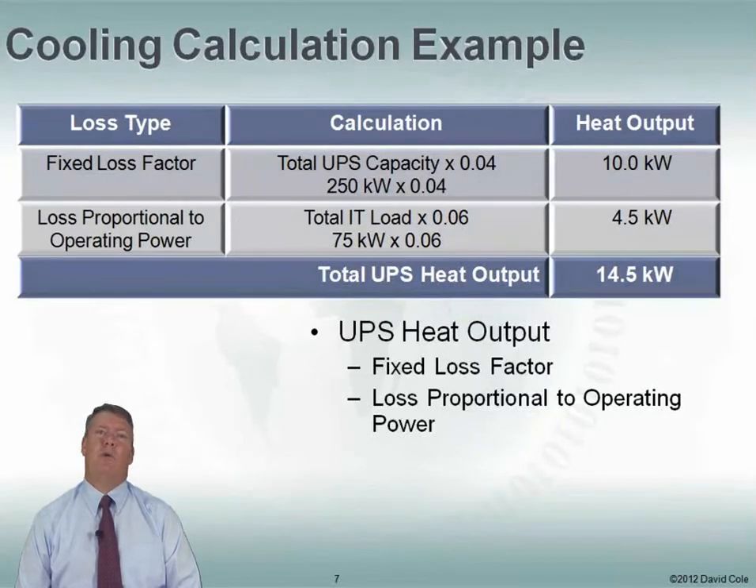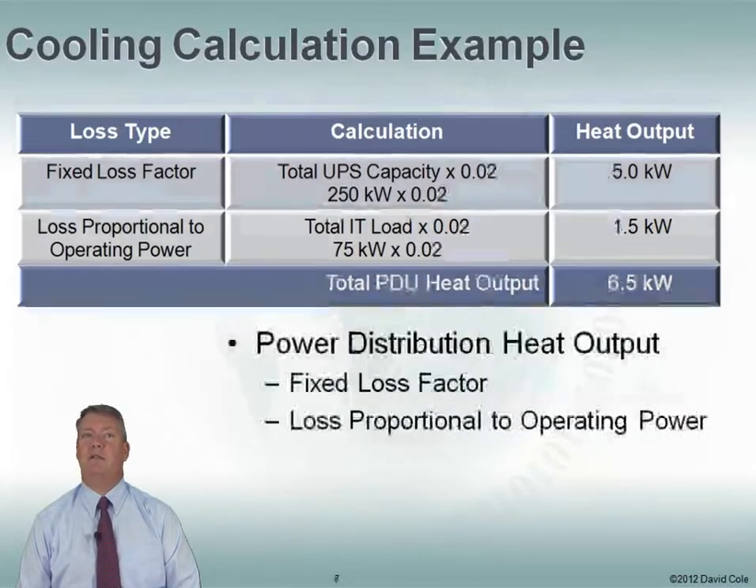Now, as I use more and more of my UPS, I get a loss proportional to my operating power. So I'm going to take my total IT load and multiply that by 0.06. Where do I get that IT load? Remember, I'm using about 30% of my UPS, so I'm using 75 kilowatts. That's my IT load. I multiply that by 0.06 and I get 4.5 kilowatts. Total those up, and my total UPS heat output is 14.5 kilowatts. Pretty straightforward. If you have multiple UPSs, you would sum up all of your UPSs.